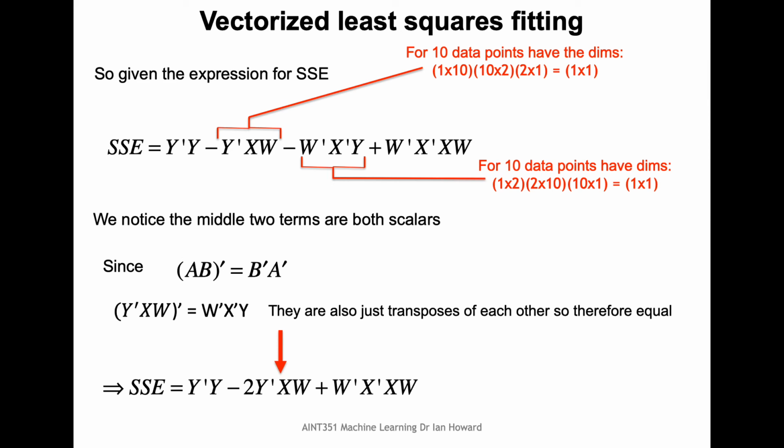Because they're transposes of each other, we can transpose one of them and it's equal to what it was before. Rather than having these two terms, we have two lots of one of these terms, and we can choose which one. So we're just going to choose the 2 y transpose xw. We've now rewritten SSE in a slightly more compact version, combining these two terms together.